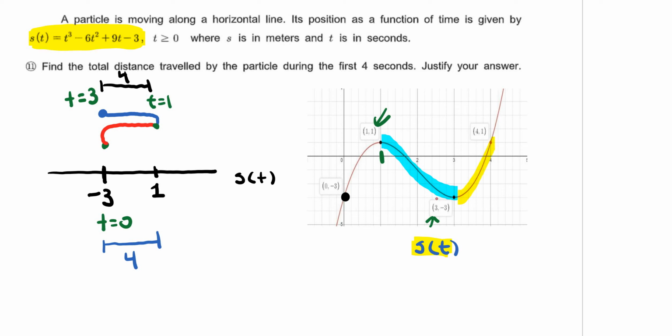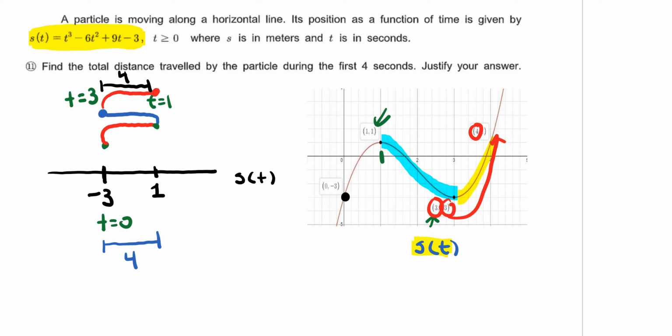So when we go from 3 seconds to 4 seconds, that's a difference of 1 second. I go back from negative 3 back to positive 1. So the particle is now turning around and going back, right? Which creates another distance of 4 meters, right? So in total, that's 12 meters.